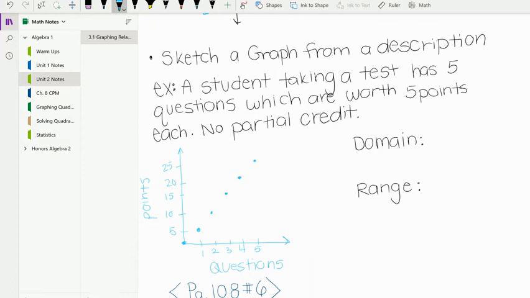So we can see that it makes a line, but now we kind of have to figure out if this is continuous or discrete. So technically, because it says there's no partial credit, if I connected it like this, then that wouldn't really make sense because that would be saying that if you get 1.5 questions right, you can get 2.5 points, but it's just right or wrong. So I have to leave it unconnected.